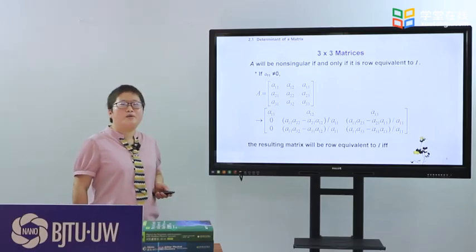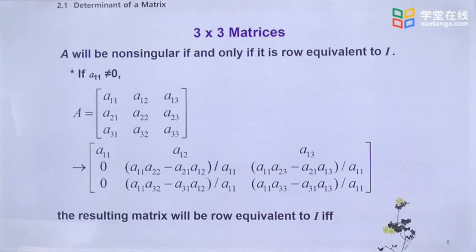Now we consider 3 by 3 matrices. We know that A will be non-singular if and only if it is row equivalent to the identity matrix. So if A11 does not equal 0, we write A here, and using the first row as the pivotal row and the 1-1 entry as the pivot element, we do Gaussian elimination. We try to transform A to row echelon form, first using A11 to eliminate all the other entries in the first column to be 0, and we get this matrix.